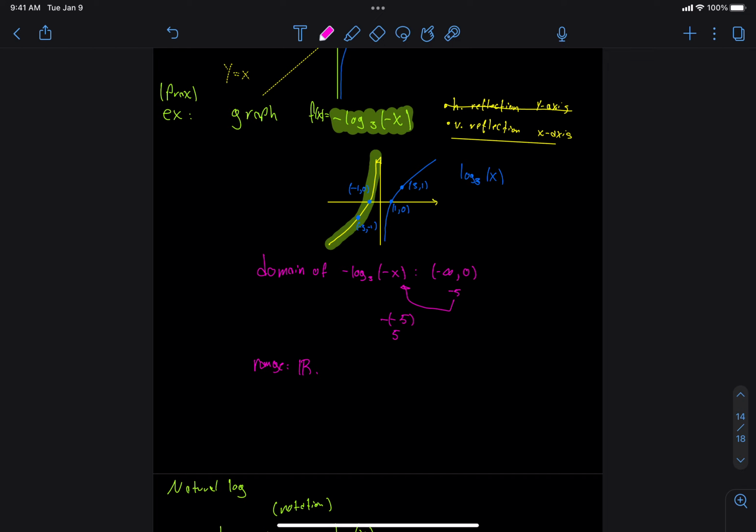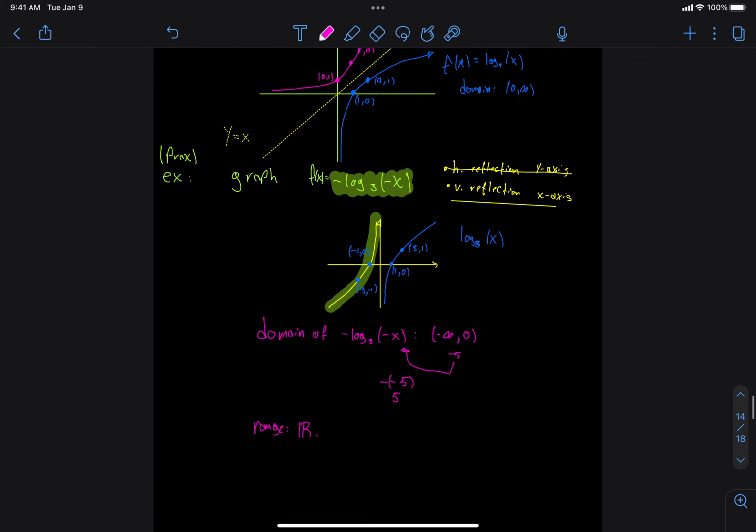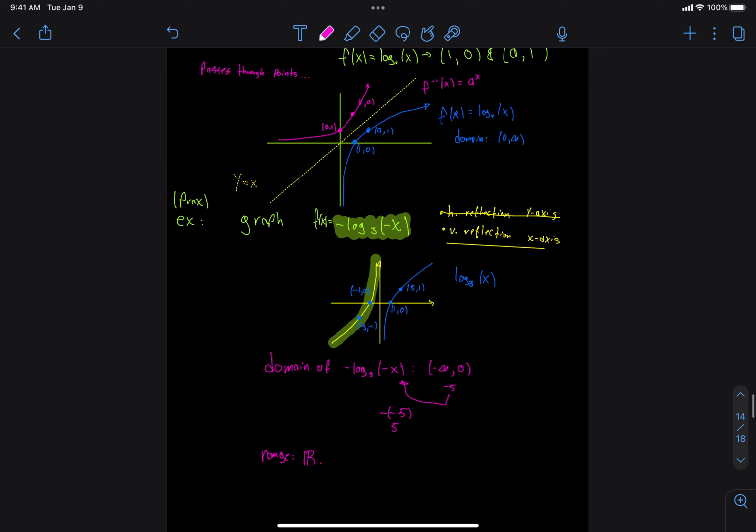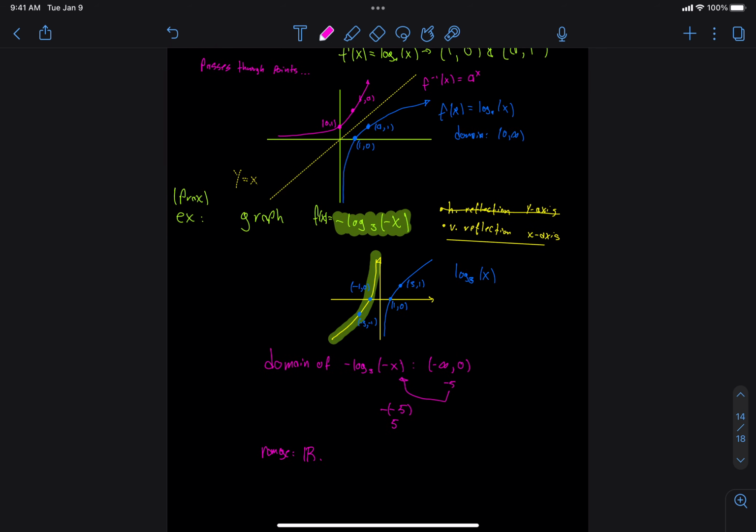How much time I got? Okay. So let's talk. Okay, any questions about domain and range of this function or about how to graph it?